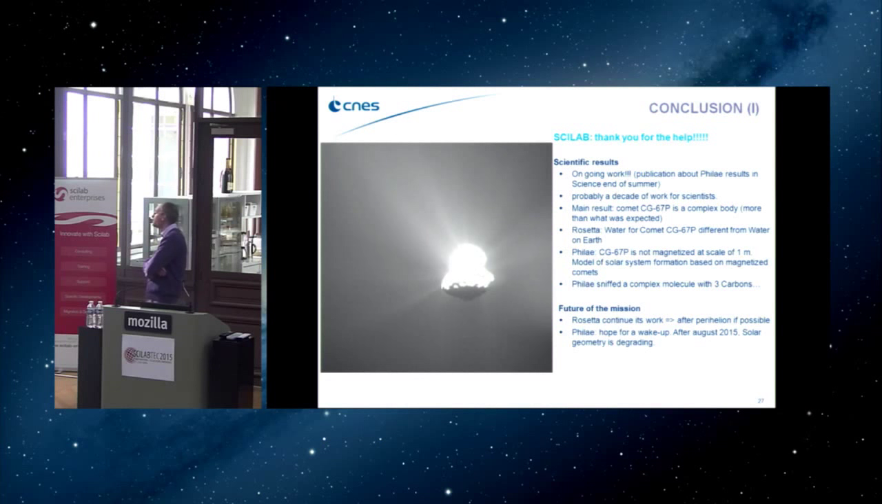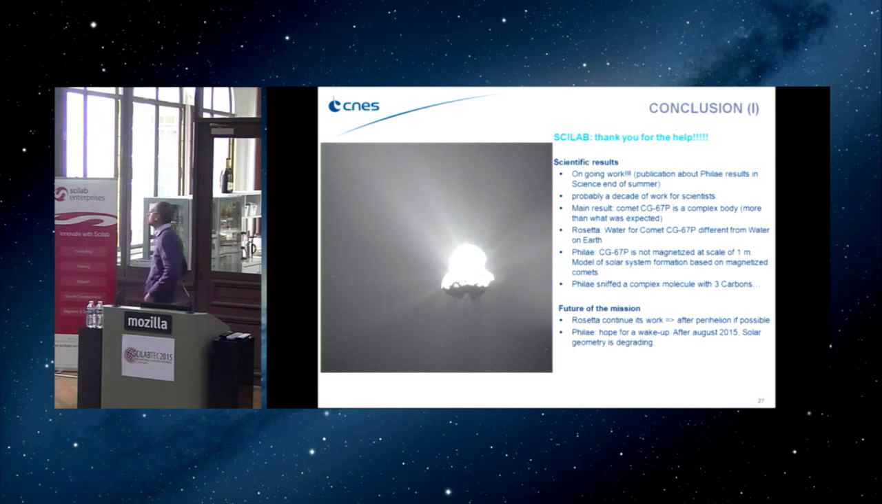A few symbolic results. The main result is that comet Churyumov-Gerasimenko is much more complex than what was expected. You have seen the shape model we were using for the preparation, very smooth. It was a huge surprise to have such an irregular shape with so many geological features.